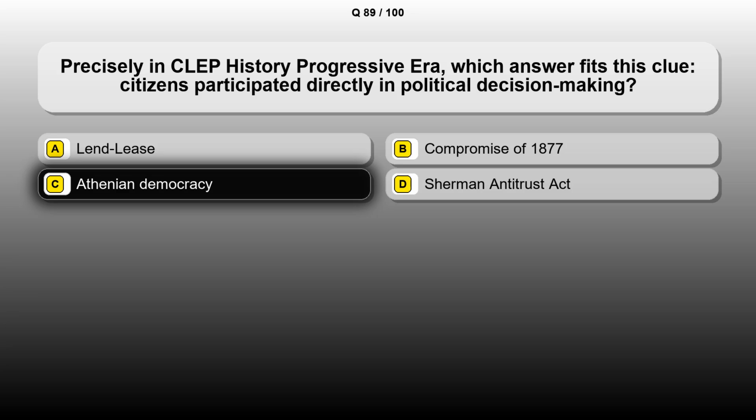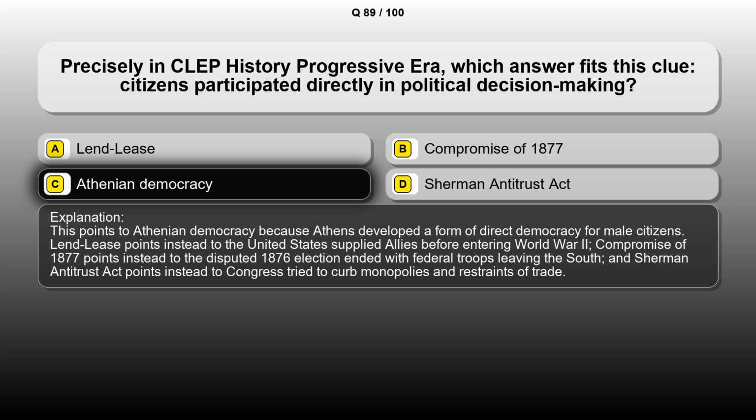The correct answer is option C, Athenian Democracy. This points to Athenian democracy because Athens developed a form of direct democracy for male citizens. Lend-Lease points instead to the United States supplying allies before entering World War II. Compromise of 1877 points instead to the disputed 1876 election that ended with federal troops leaving the South. And Sherman Antitrust Act points instead to Congress trying to curb monopolies and restraints of trade.